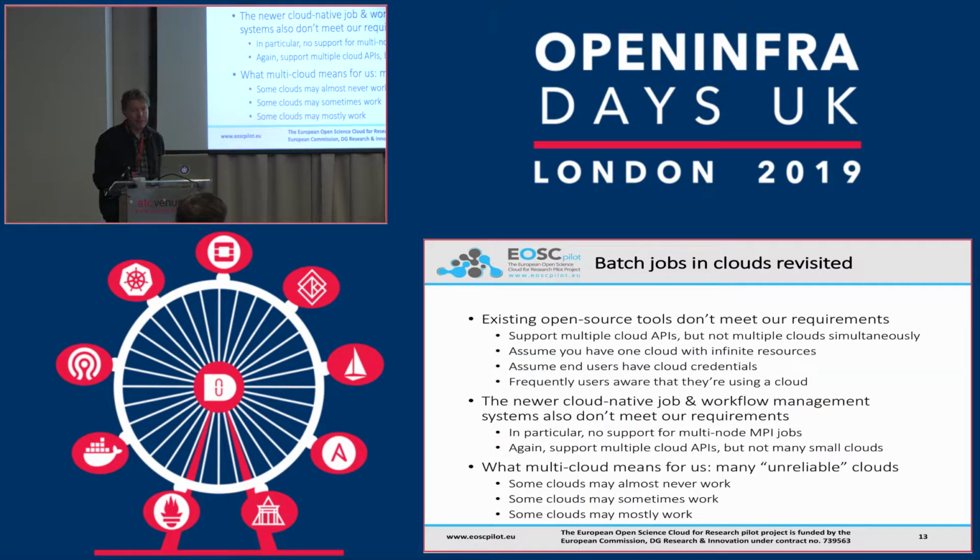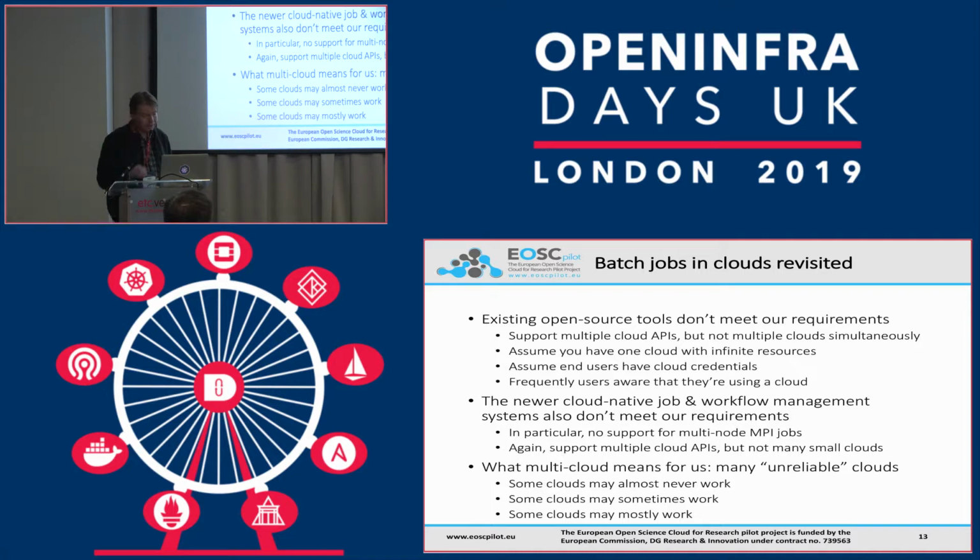So then going back to running batch jobs on clouds, the existing open source tools didn't really meet our requirements. They generally support multiple cloud APIs, but not lots of clouds simultaneously. They just assume you have 1 or 2 clouds with almost infinite resources that are just limited by your credit card. A lot of them assume that the end users have cloud credentials, and that the end users are aware that they are using a cloud, so they need to push some button to deploy infrastructure and decide what size worker nodes to use and things like that. But we didn't want to do that. We wanted to make it all totally transparent to the users.